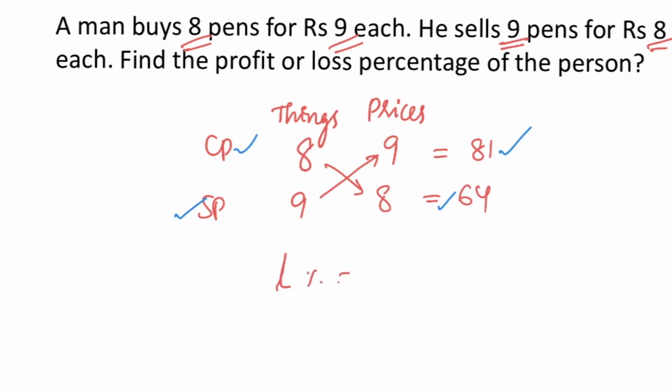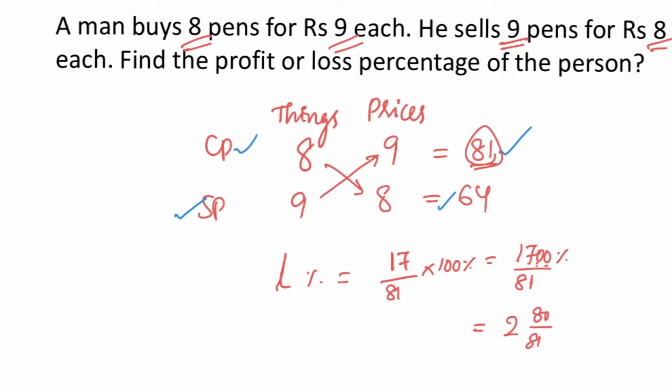Loss percent is equal to how many rupees are lost? 17 rupees are lost, divided by cost price 81, into 100%. That will give you 1700 divided by 81%. But the same expression may not be given in the options. So 81 twos are 162. Still 80 is left.